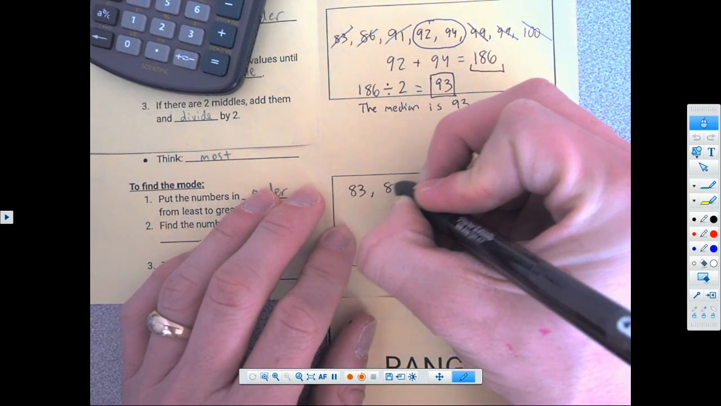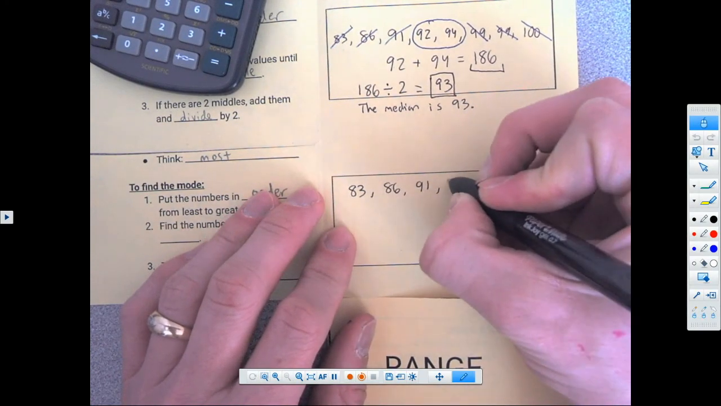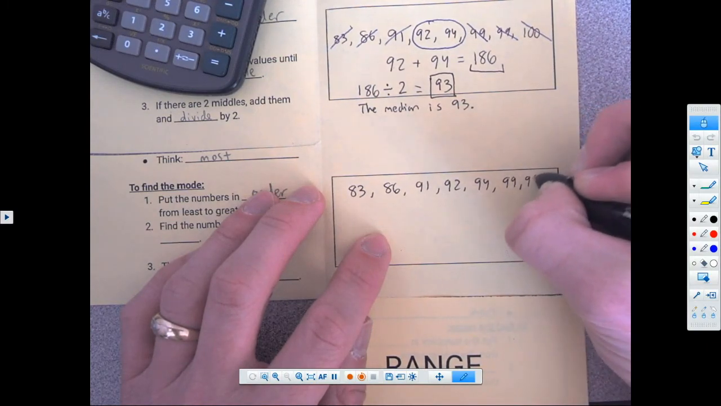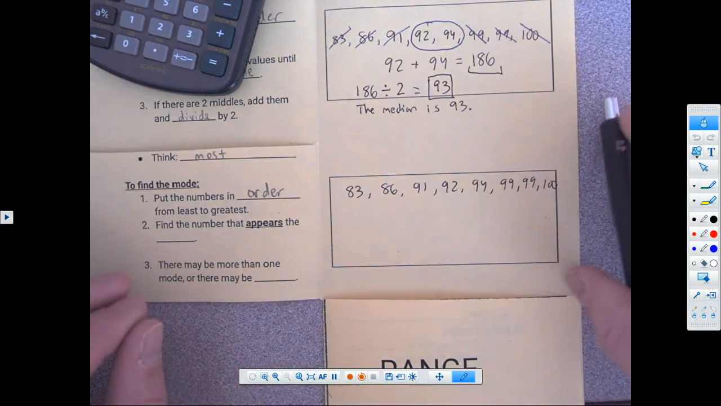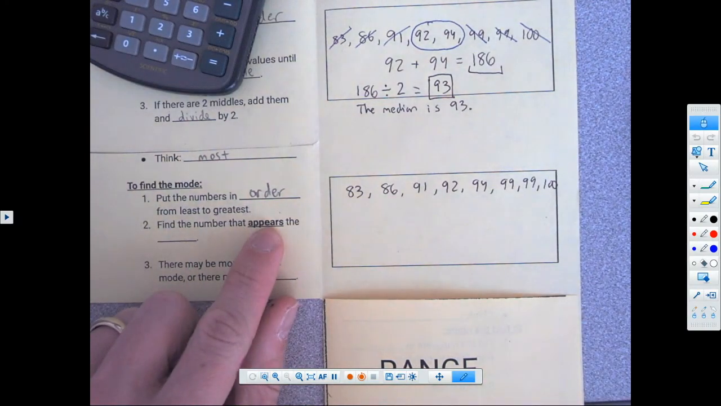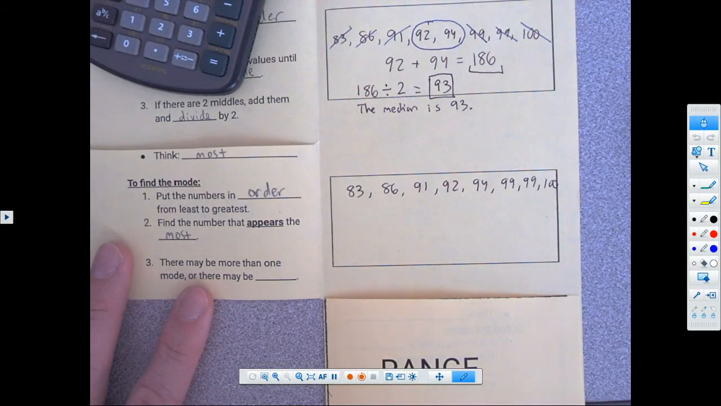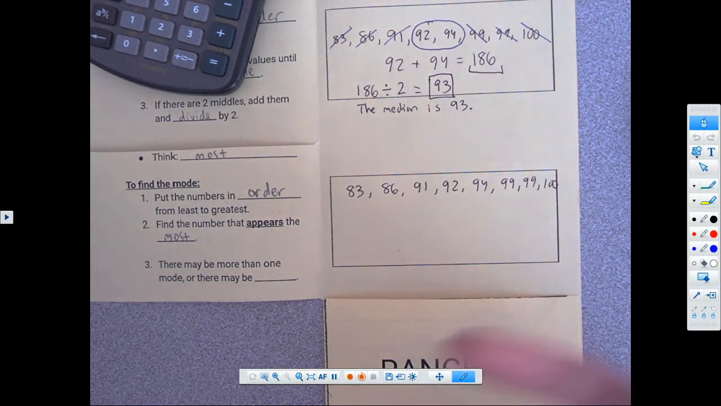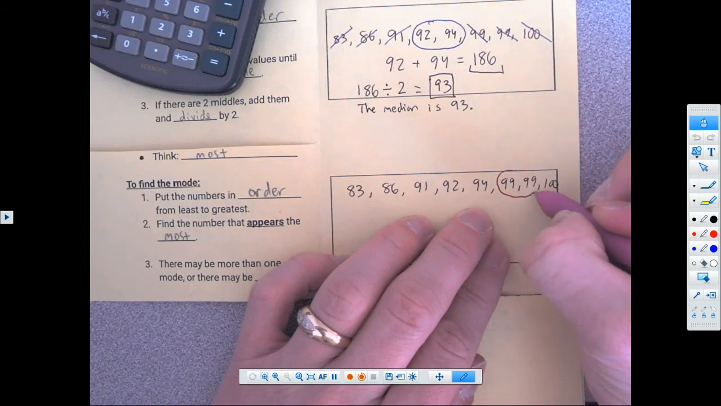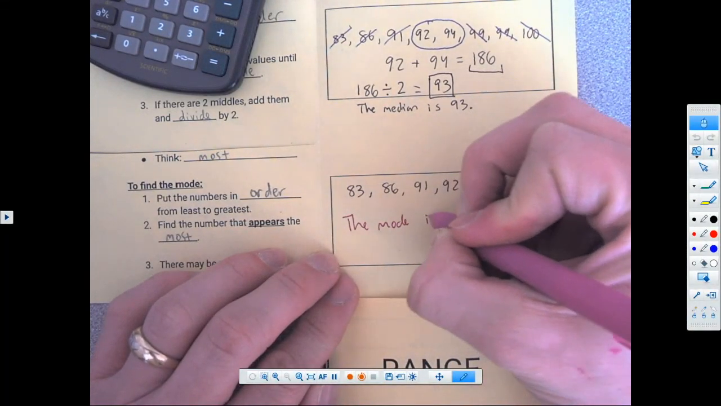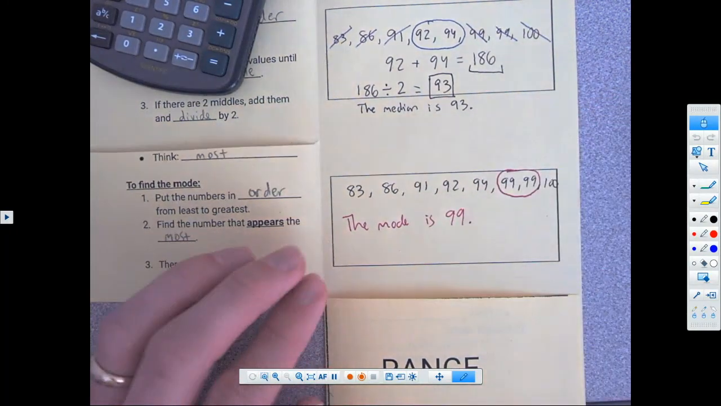83, 86, 91, 92, 94, 99, 99, 100. So let's put them in order. Now I'm going to find the number that appears the most. Okay? So just at first glance, since there's not a lot of data here, it's pretty easy to see. The only one that happened more than once in this case is 99. So in this case, the mode is 99.